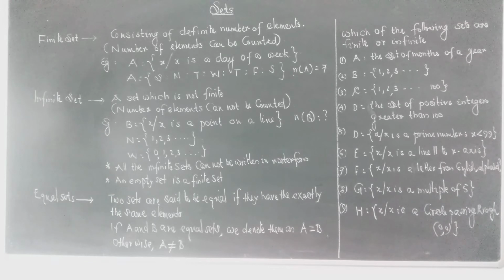Take an example. R is a set of real numbers. If you are going to convert it into roster form, we are not able to write it in that manner because the elements do not have a regularity. There is no strict pattern of the elements. As a result, that set you can't write.